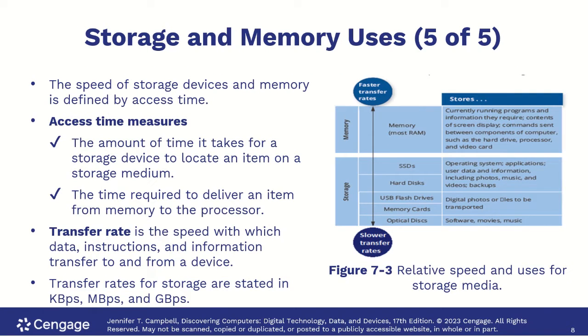The speed of storage devices and memory is defined by access time. The access time measures the amount of time it takes for a storage device to locate an item on a storage medium. That is the first part. And the second part is the time required to deliver an item from memory to the processor.